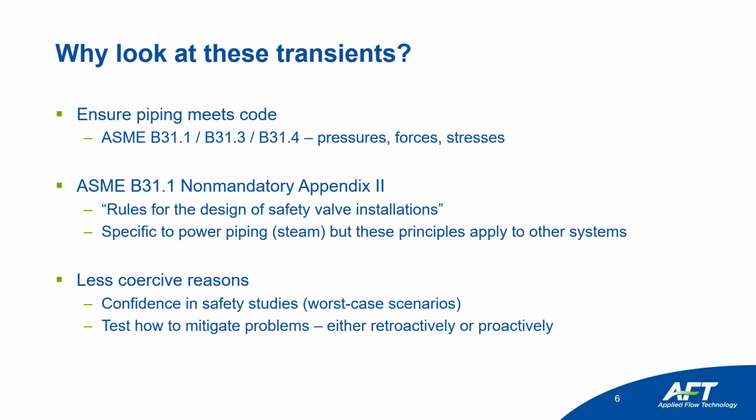You can test how to mitigate problems either retroactively or proactively. Retroactively, something has happened in the past. You have to figure out what the heck happened, why something failed, and then put in a fix. Or proactively, before anything happens, maybe on a new system where you bring in a consulting team. Before you've caused any problems, you've decided what valve closure profile we should use, things like that. You get insight into the transients as part of a network.